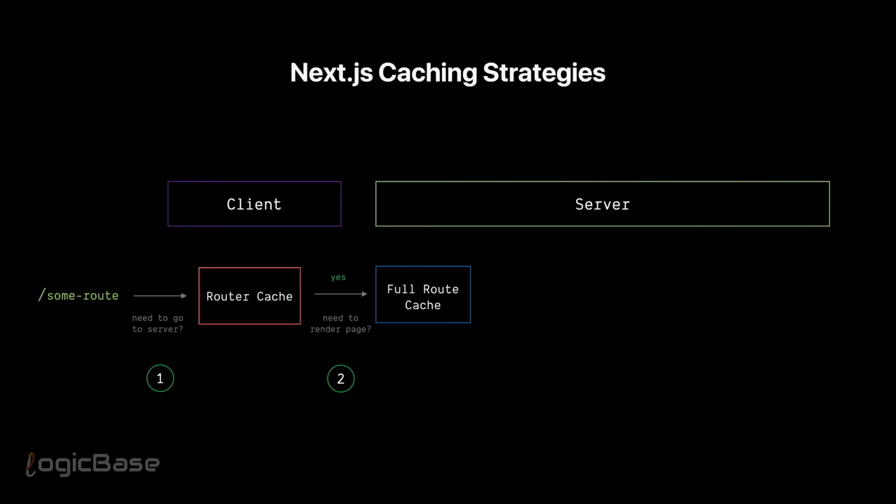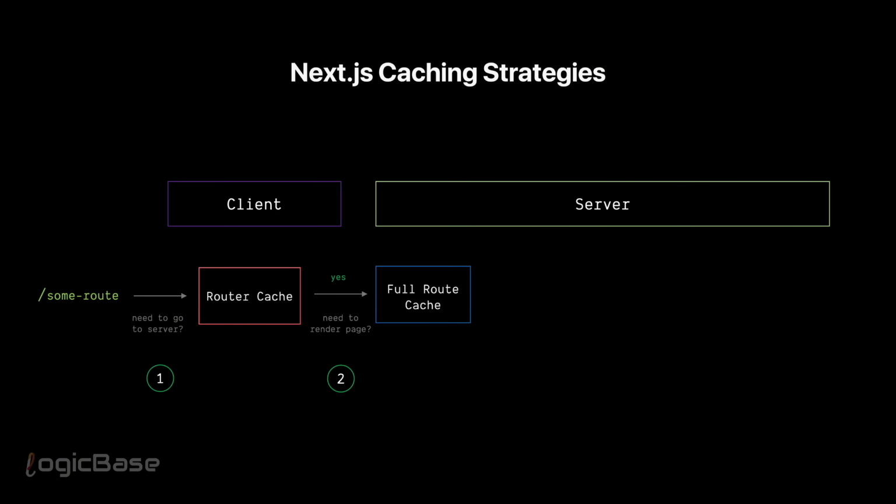This one is called full root cache. Here's how it works. On the server side, when Next.js detects that a certain page might get rendered frequently, it caches the full rendered version of that page to make things faster. So next time someone requests the same page, Next.js doesn't have to render it again from scratch. It just serves the cached version instantly. That entire process is known as full root caching. Clear now?